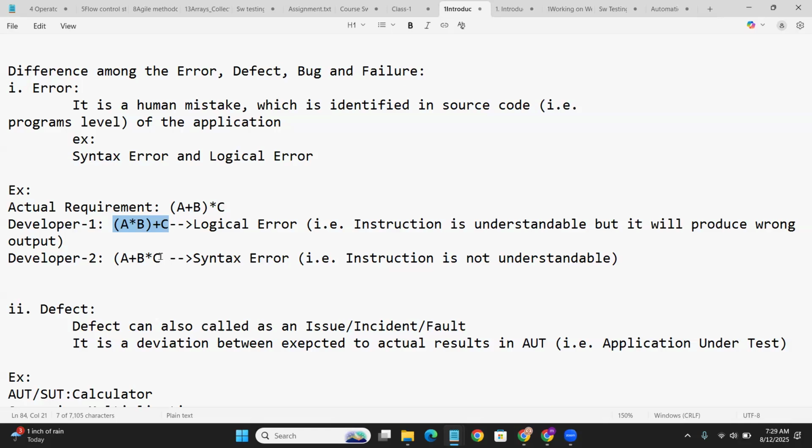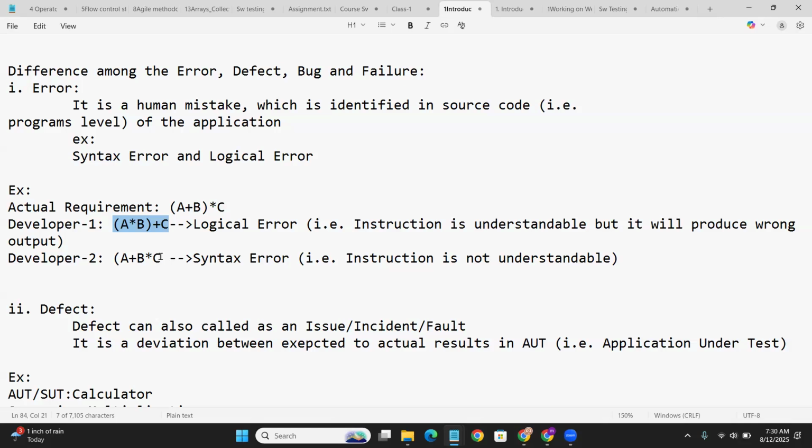So if a given instruction is understandable but it produces the wrong output, then it is called a logical error. If the given instruction is not understandable, that means it is not written in the proper format, then it is called a syntax error. So understand, error is the vocabulary related to the program level or source code of the application.